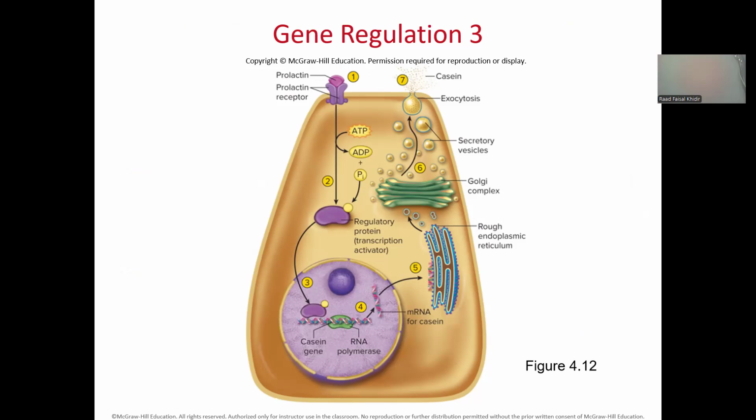Our signal caused the transcription of the casein gene, and then we got an mRNA for casein. It was translated on the rough endoplasmic reticulum bound ribosome, not the free-floating ribosome. It was sent to the Golgi, and then it was sent out. Are we clear?